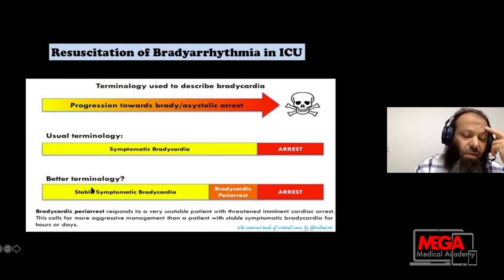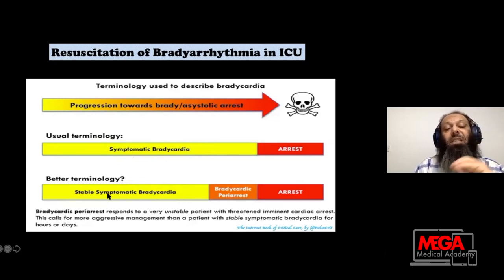So better in your terminology, you will have the symptomatic bradycardia, but we call this one type stable symptomatic bradycardia, because my intervention here is totally different. My assessment here is totally different. And it will put the patient on a red flag that if he's still stable, symptomatic bradycardia, he may go into a window that we call a bradycardic pre-arrest. So I should prevent this before, or pick up the patient here before he goes for the arrest.